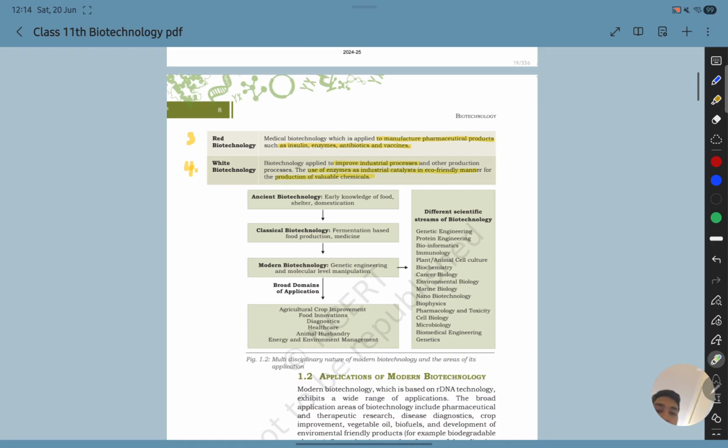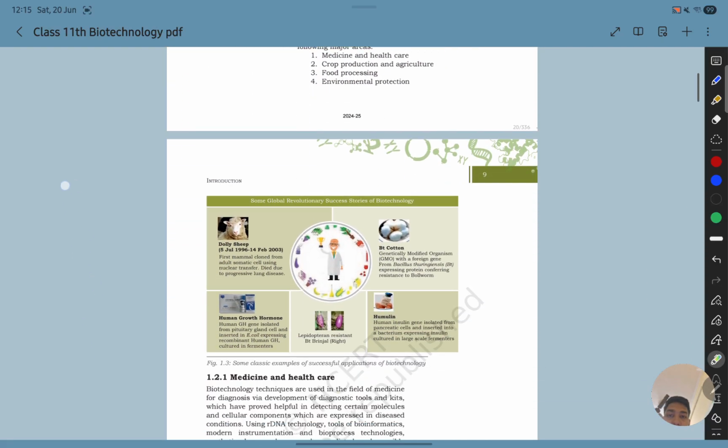Now white biotechnology is for industrial purposes, that is, the use of enzymes as industrial catalysts in an eco-friendly manner for the production of valuable chemicals. This is the main line, I think. The production of valuable chemicals using enzymes and other things.